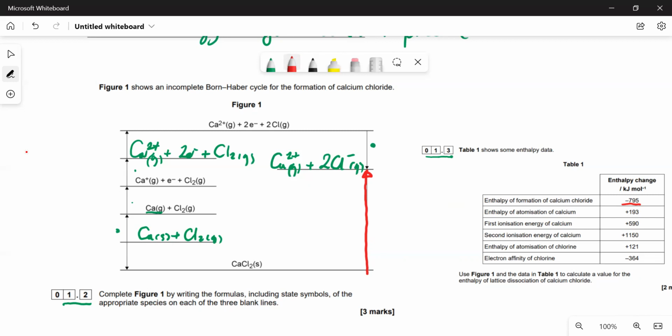Okay, so right, this first bit here, that's the enthalpy of formation. We're forming 1 mole of calcium chloride from its elements in the standard state, so that's -795 there. This one here is the first ionization energy of calcium, that's 590, and the next one is the second ionization, 1150. I missed this one out: we're atomizing our calcium. So the atomization of calcium is +193.